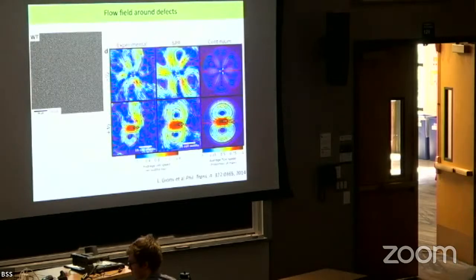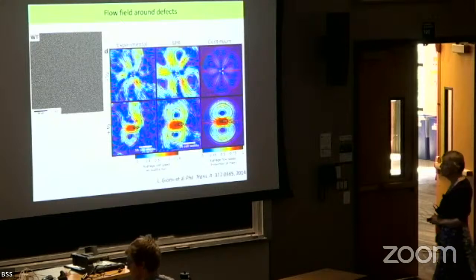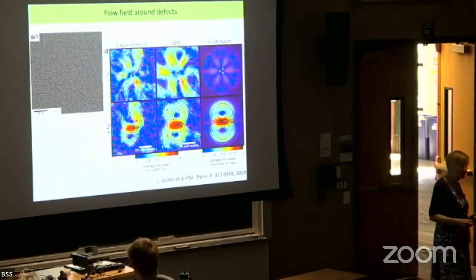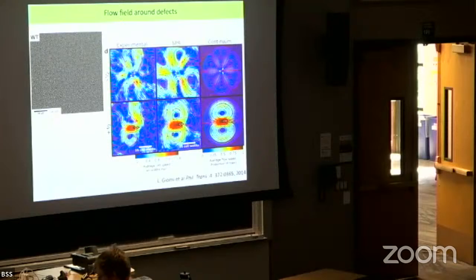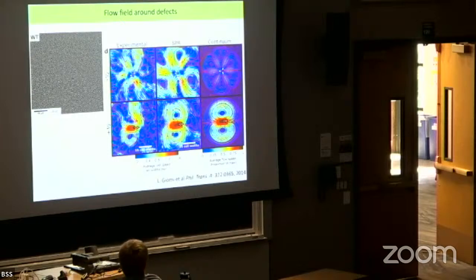Okay, this is what I thought came next. Let's actually look at the flow field around these defects. This compares some calculations from a paper by Luca Giomi, which looks at the flow field around a -1/2 defect. Remember, we had that threefold symmetry. Here's the flow field. It has these lovely vortices appearing.